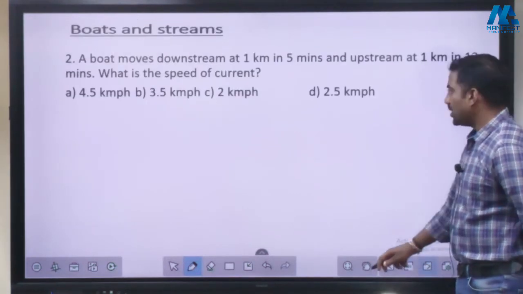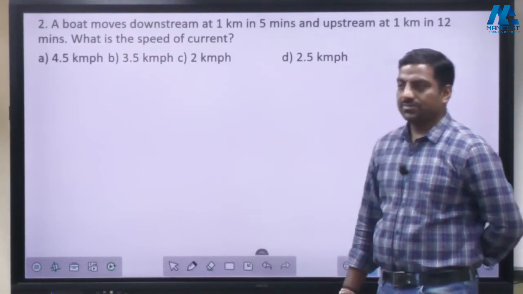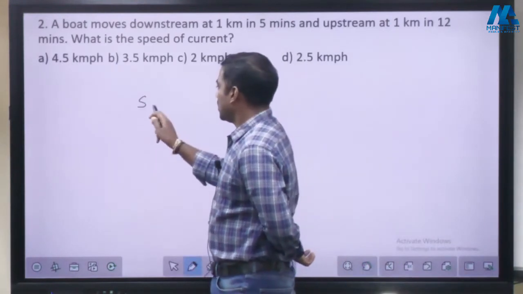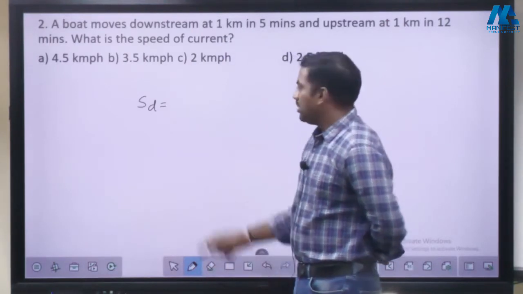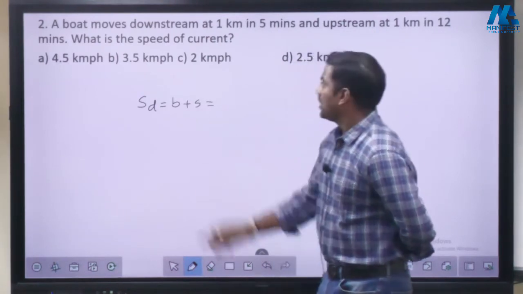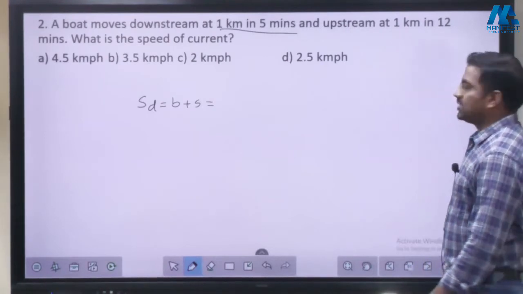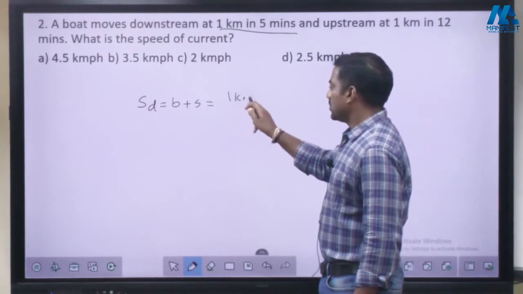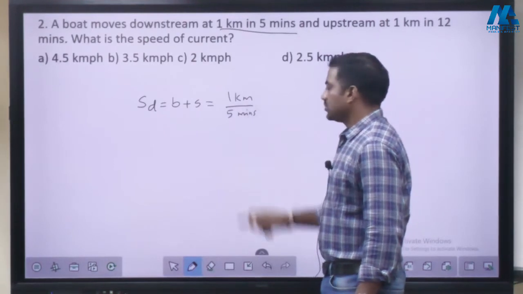Next. A boat moves downstream at 1 km in 5 minutes. So what is the speed in the downstream? How do you write it in the equation? B plus S is equal to, what have they given? 1 km in 5 minutes. So how do you write it? Distance is 1 km divided by 5 minutes.